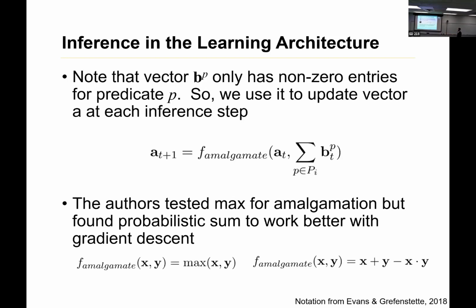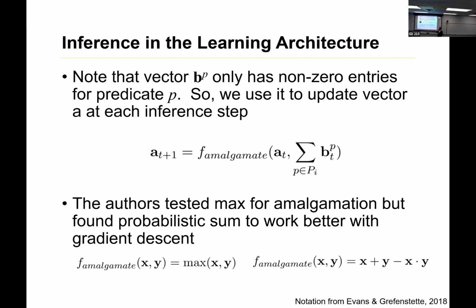So that's where they come up with this F amalgamate. And notice this is the last step, or last piece of an inference step, because now I'm iterating my inference step by 1. So I'm amalgamating A of T with the sum over, this is if I have more than one target predicate now, over all the B's, which was the result from the last slide for each target predicate. If there's only one, it's just the B from last slide.